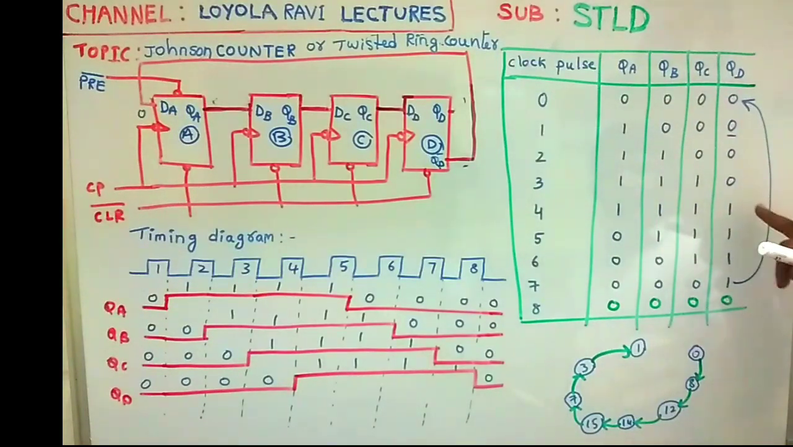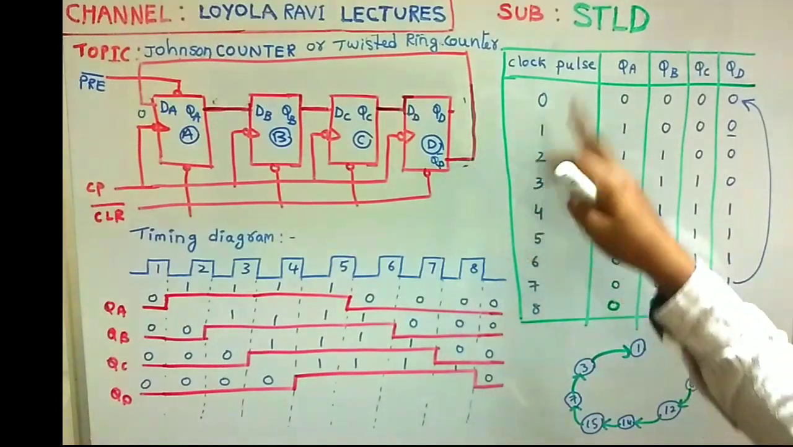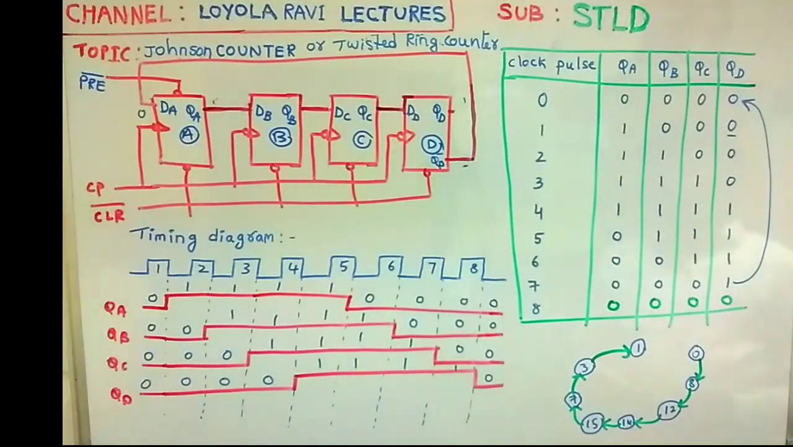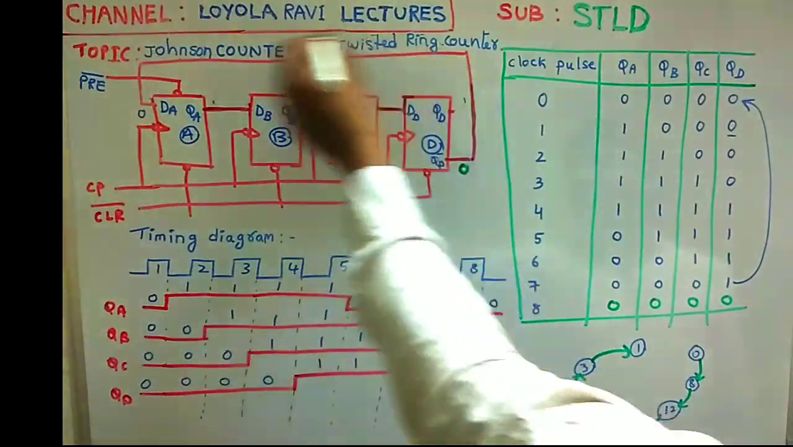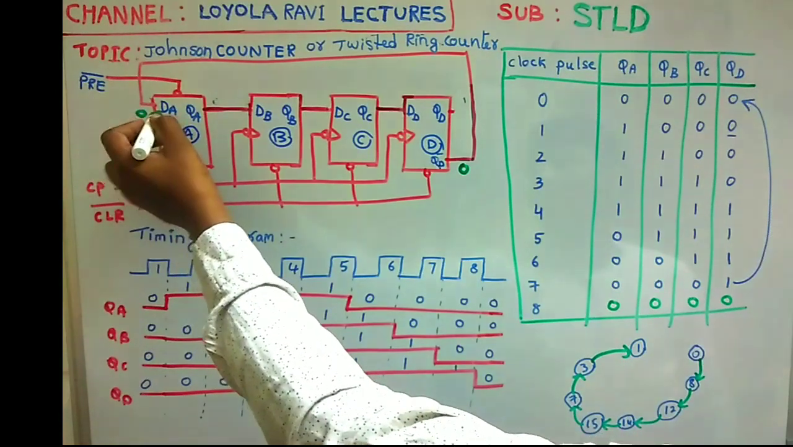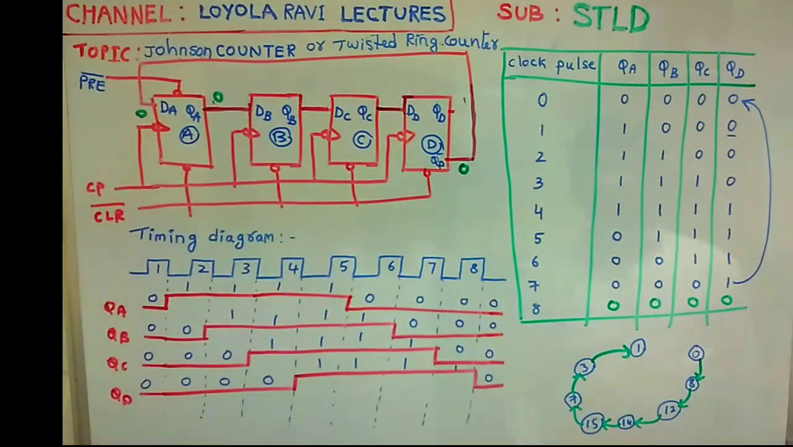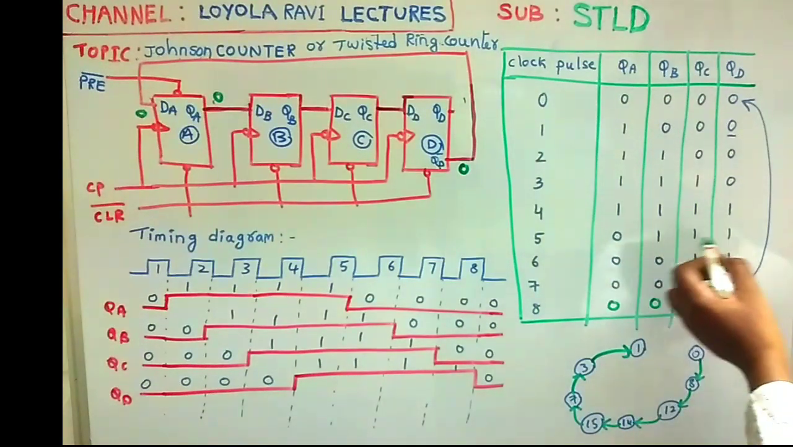QA, QB, QC, QD, all are ones. So QD is 1, and QD is connecting to the first flip-flop. That's why QD is 1 means QD bar is 0. 0 comes here. Then DA is 0, then QA becomes 0.